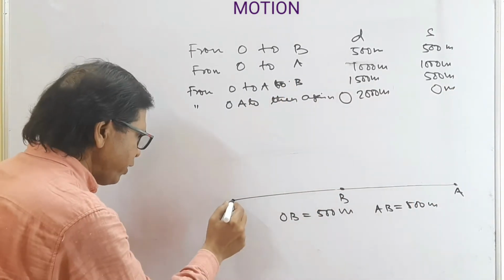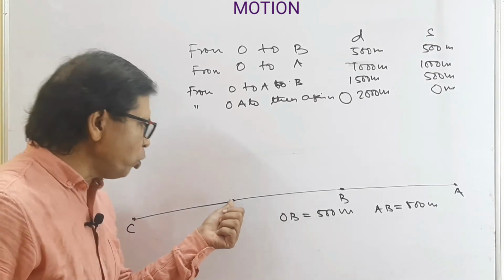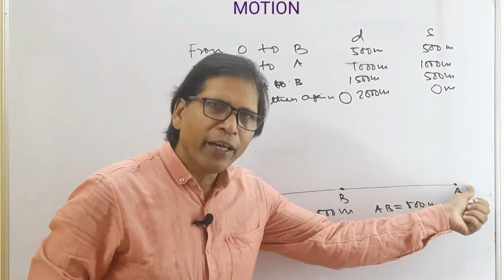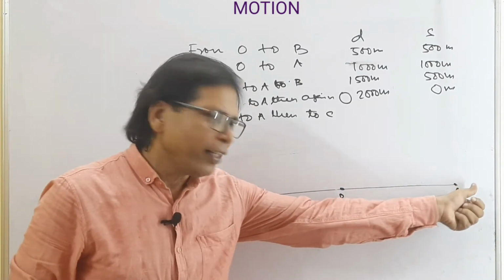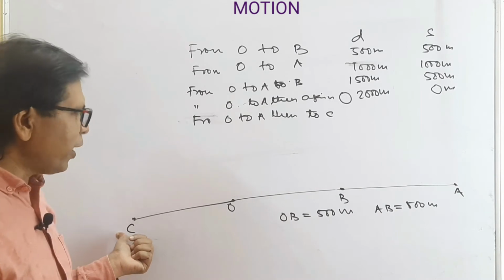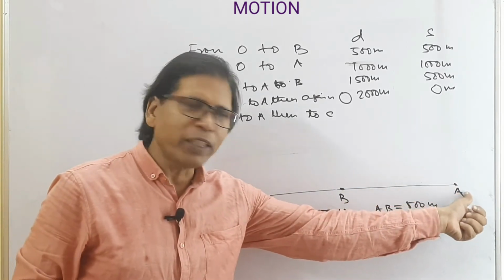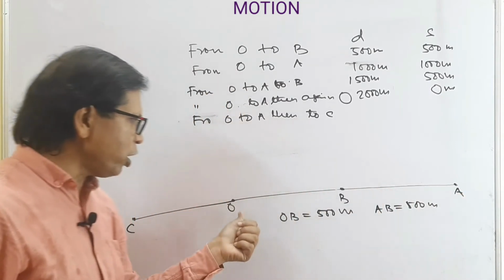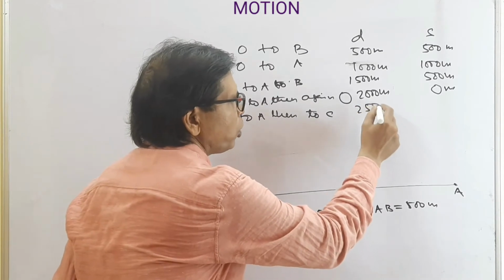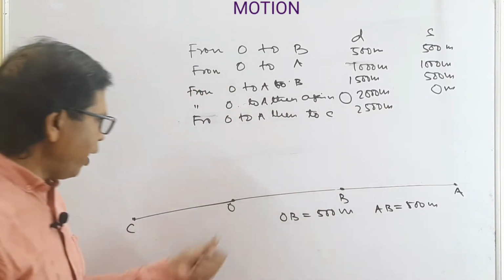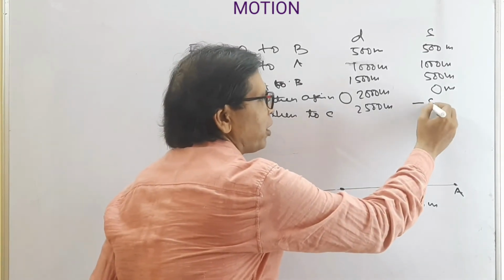Now, look at this, another point, suppose this is C. If the particle moves from O to A, then again to C. Here O to A, then A to C. Look at this, distance covered: O to A is 1000 meter, and this again 1000 meter, 2000 meter plus 500 meter. So here distance is 2500 meter. Okay. And look at this, displacement is in the opposite direction. So this is minus 500 meter.